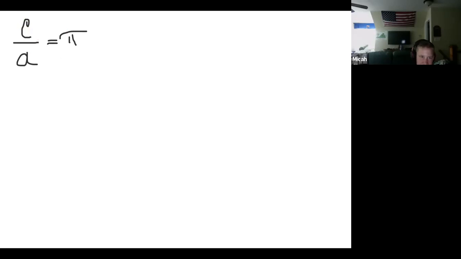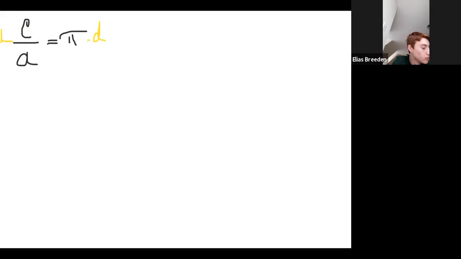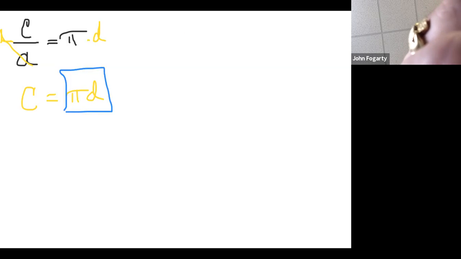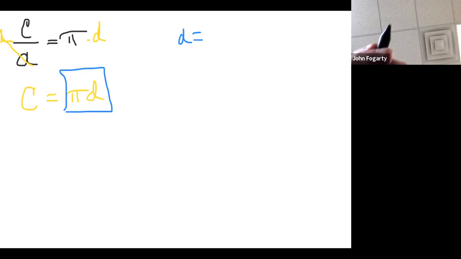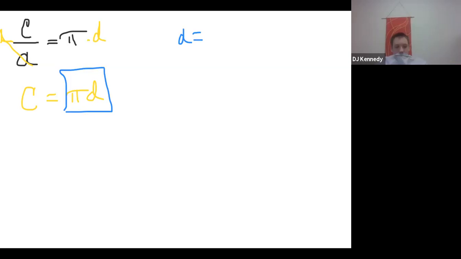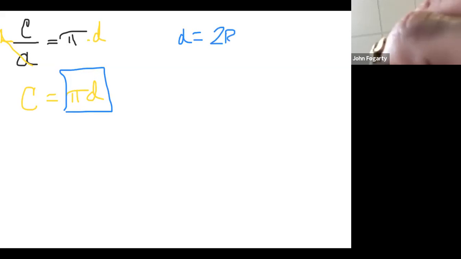Times it by diameter. Multiply both sides by d. And I'd be left with C equals pi d. All righty. Well, now you have your formula for the circumference of a circle. You just have to do pi times d. Now, what's d equal to? What do we say the diameter is equal to? 2 times the radius.